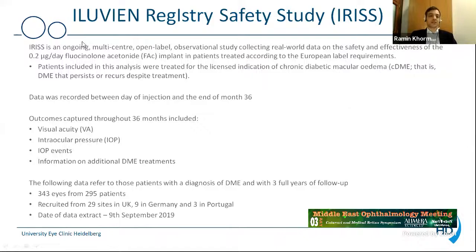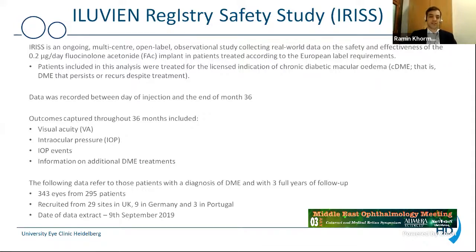The IRIS study is an ongoing multi-center open label observational study. In this study, we looked at the real world data on the safety as well as the effectiveness of the Eluvium implant in patients that we have treated according to the European label requirements. This means that all patients that we treated were treated for chronic diabetic macular edema, which had not been responding well to other treatment options. We assessed the patients over a follow-up of up to 36 months, and we looked at various outcomes.